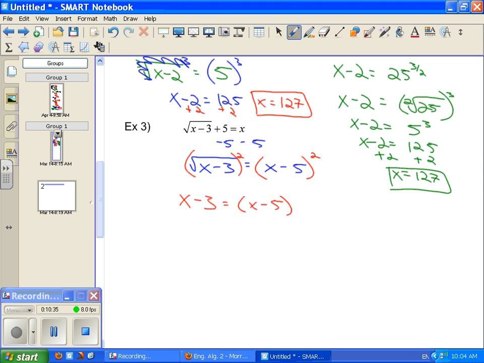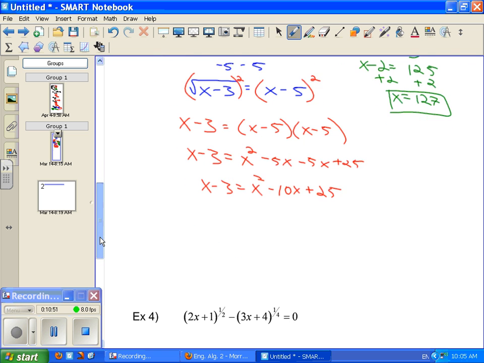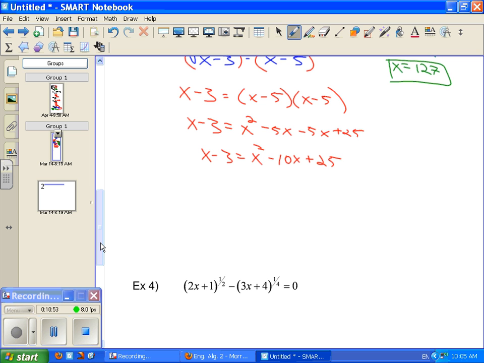Good. So this is really x minus 5 times itself. So I'm going to get x squared minus 5x minus another 5x plus 25. So I get x minus 3 equals x squared minus 10x plus 25. Okay, now what? Add the 3. Yeah, get everything onto one side. We're going to actually get rid of both of these things. So I'm going to add 3 and subtract 1x. So I'm going to get 0 equals x squared minus 11x plus 28.